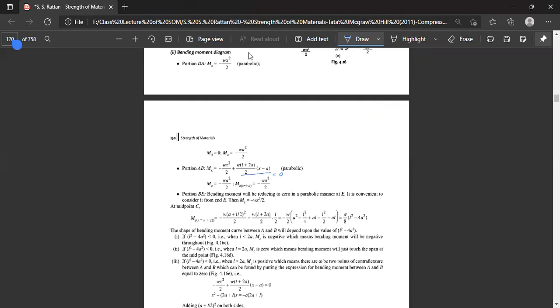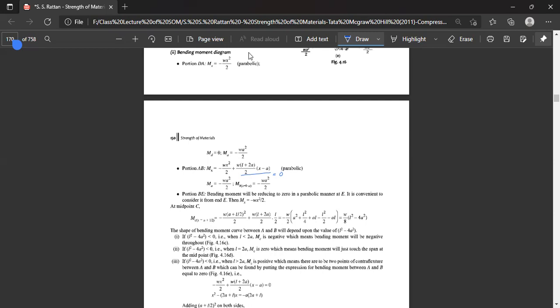Because here, if we put x equal to l plus a, it will reduce to only l and l plus a here. And if you simplify, it will become w a squared divided by 2. Next, the last portion, BE, the main portion of the beam. The bending moment follows the same way. It reduces to 0 in a parabolic manner at E.